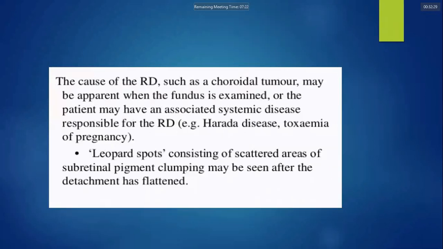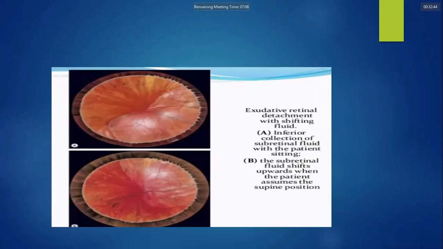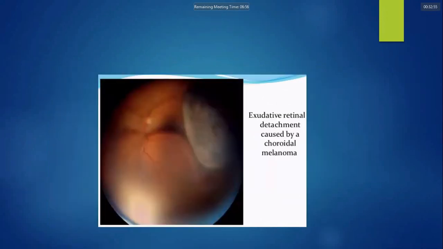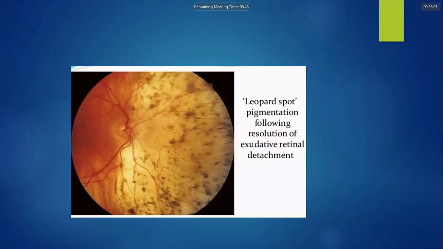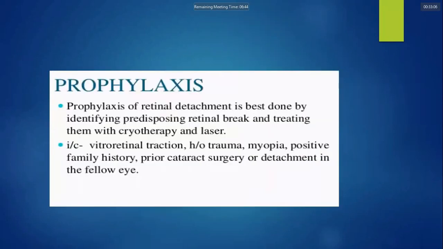And the cause of the retinal detachment is choroidal tumor. We will try to find out the cause, and leopard spots, that is the scattered subretinal pigment clumps, can be seen over here. So this is how we will draw the pictures of the retina. We will see anteroposteriorly, and the shifting fluid you can see like this. So exudative retinal detachment by the choroidal melanoma is seen like this. And these are the leopard spots which can be seen in case of the exudative RD.